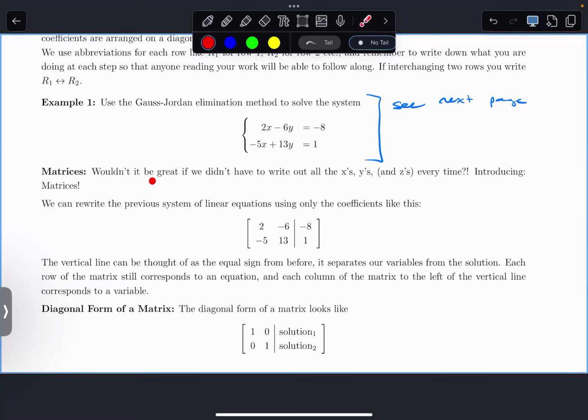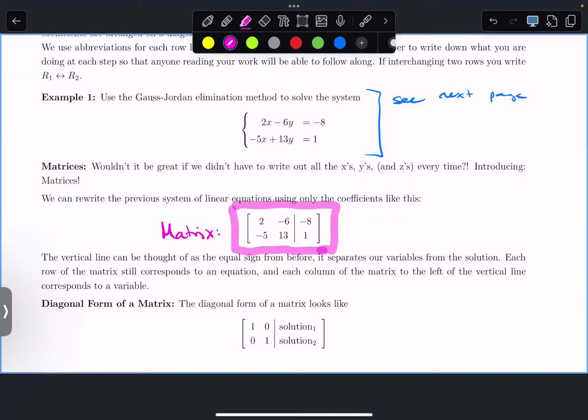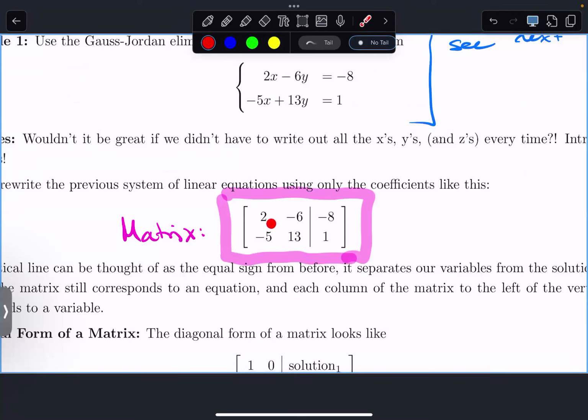Wouldn't it be so great if you didn't have to write the X's and Y's and Z's every time? Yes. And so that's where matrices come in. And so this here is our very first matrix. And isn't she beautiful? She looks like this. So we use square brackets and we only write the coefficients.